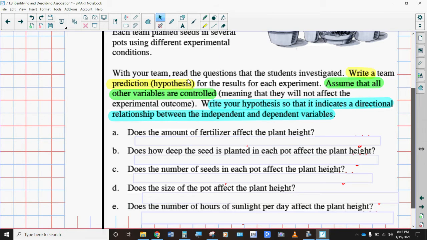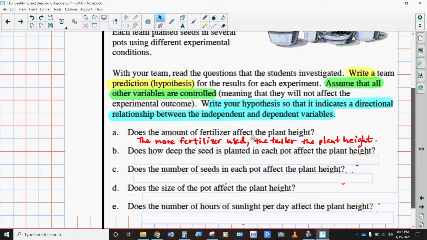Now, for me, I'm thinking fertilizer is like plant food. And so the more food it gets, the more it should grow, right? So that would be kind of the idea. The more fertilizer that is used, the taller the plant height. Okay, so this is showing direction, right? The direction in that the amount of fertilizer is increasing and the height is increasing as well.